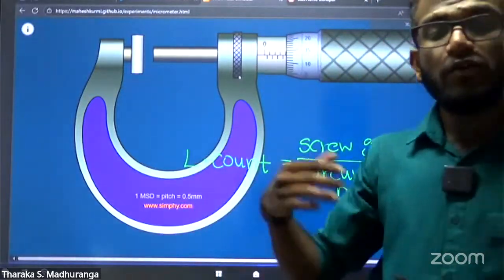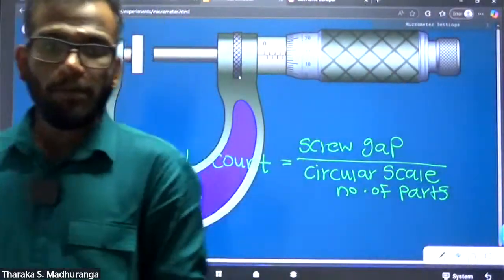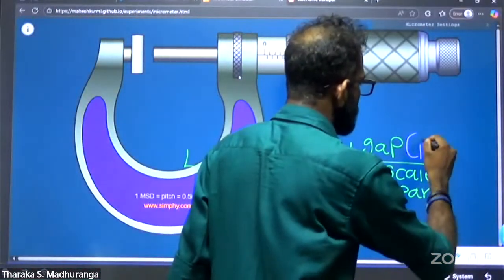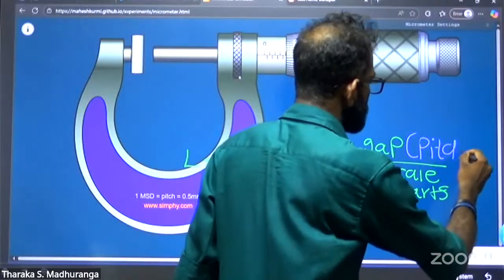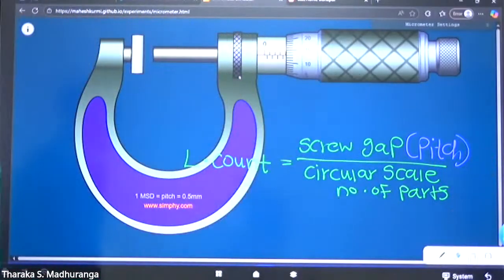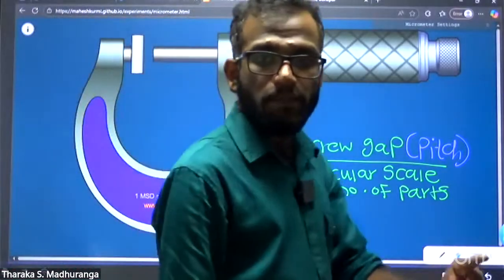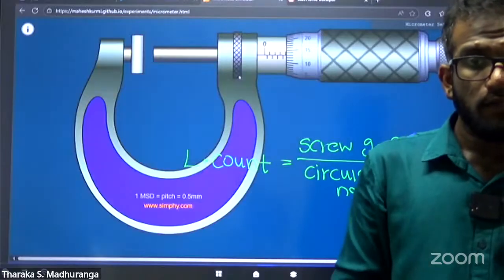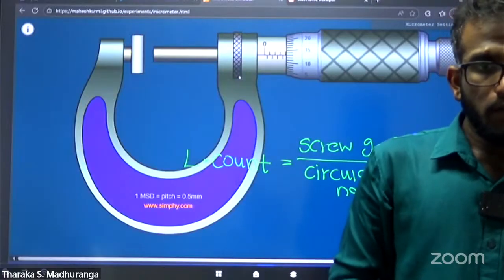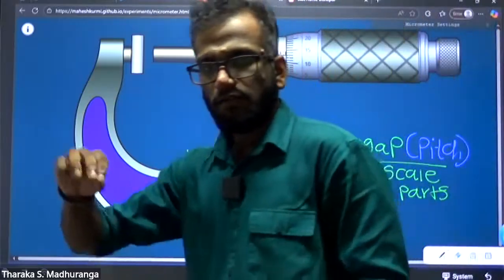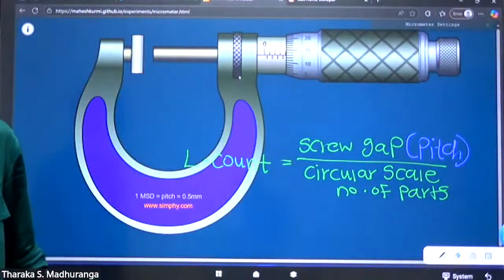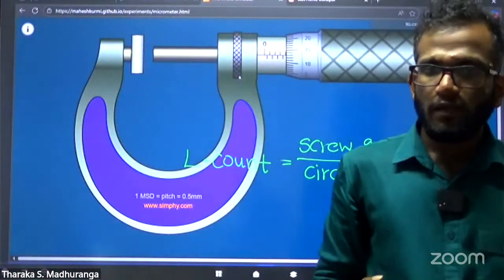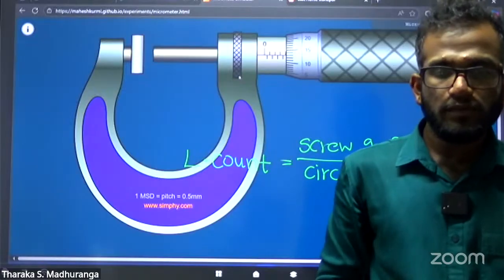Last week I told you there is another name for the screw gap. It is pitch, the screw gap is also called pitch. What is the screw gap or pitch for a normal, standard micrometer screw gauge? Sadev? Others?